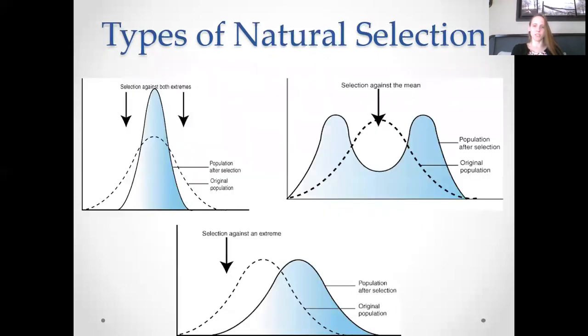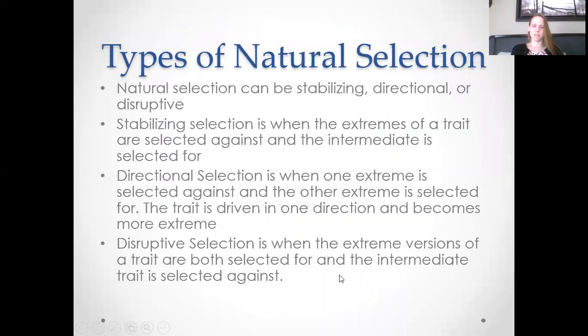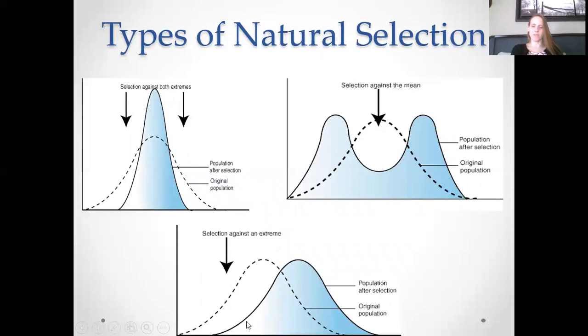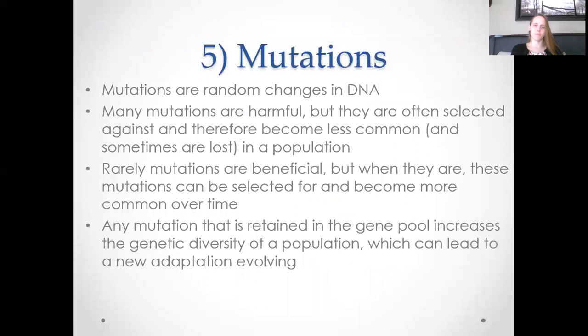I don't know if I have pictures. Yes, I do. So this first graph here would be the stabilizing selection. This would be the disruptive selection. And then this last one is the directional selection. So the dotted line shows the original population, and then the blue is the new population. This disruptive selection can result in speciation if it continues.